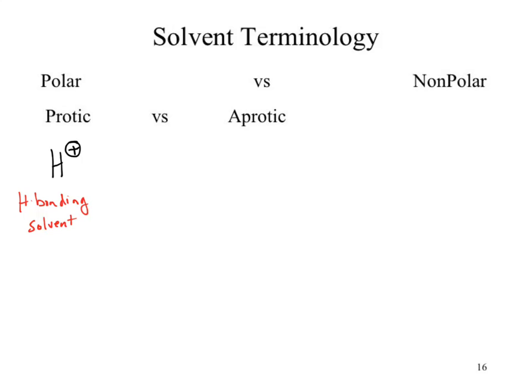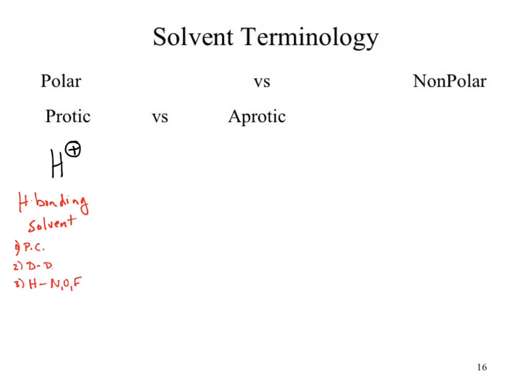How do we know it has a hydrogen bonding solvent? When we look at the compound, and the compound has number one, a polar covalent bond, number two, a dipole-dipole force, number three, hydrogen bound to nitrogen, oxygen, or fluorine. If all of those conditions are satisfied, we have that protic solvent.